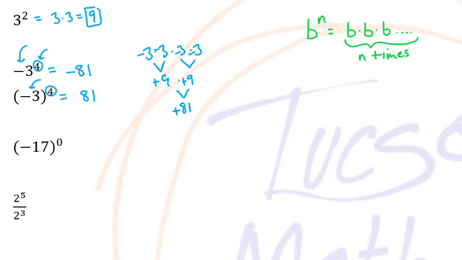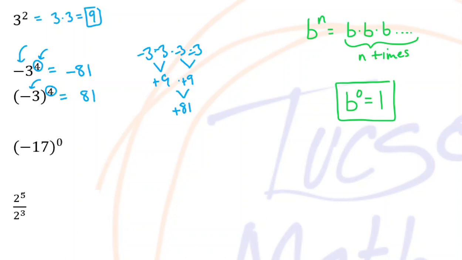Okay, next one. Negative 17 in parentheses to the 0 power. What's the answer there? Well, this looks awkward and complicated until we remember one simple rule, and it's so simple and so nice that we oftentimes forget it. It goes like this. Any number raised to the power of 0 is equal to 1.